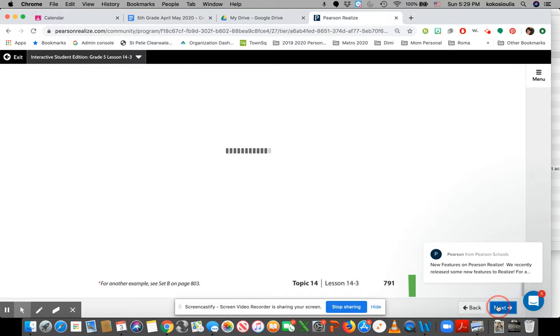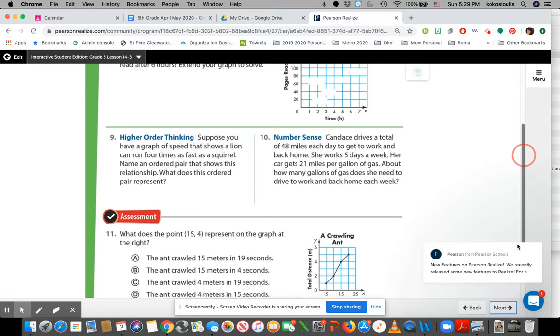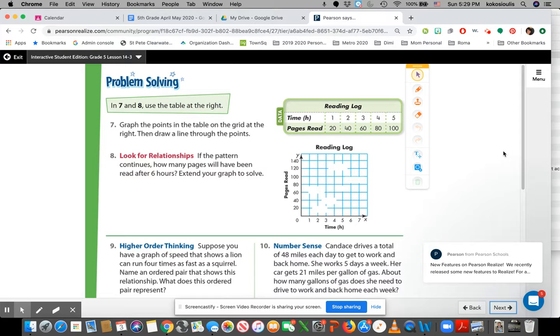So I want you to take a look at that on page 791, and you're just going to work through this homework. It's not a lot of problems, but it's somewhat writing. So I really want you to make sure you extend the graph or draw a line through the points, like it says graph the points on the grid and then draw a line. So that just means like if your point was right here and right here, you just take any straight edge and draw a line. Oh, I didn't do a good job drawing a line, but it's hard to do on the computer. At least you guys have paper. And then you would draw a line, right?